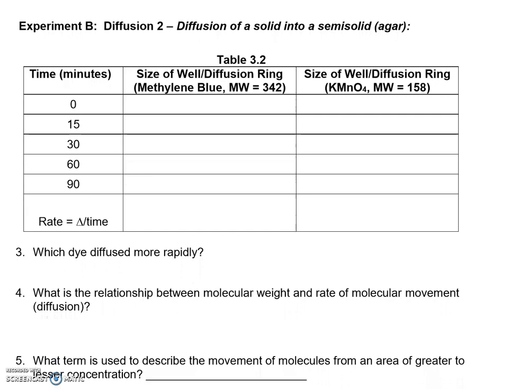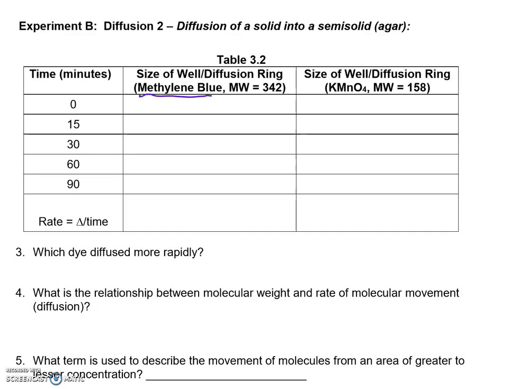Moving on to experiment B. Diffusion of a solid into a semi-solid agar. Hopefully you got a chance to look at that video. In that video, they had 3 dyes. They were using an additional one. I think it was saffron or something in red. We usually only use the methylene blue and the potassium permanganate, which you have right here.